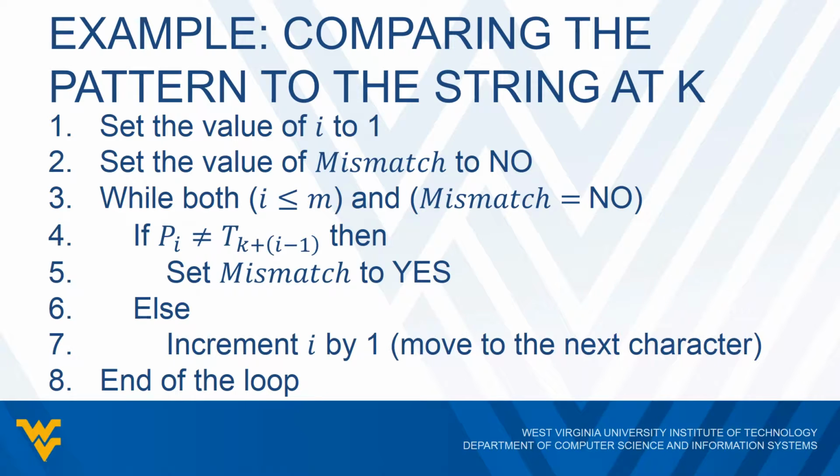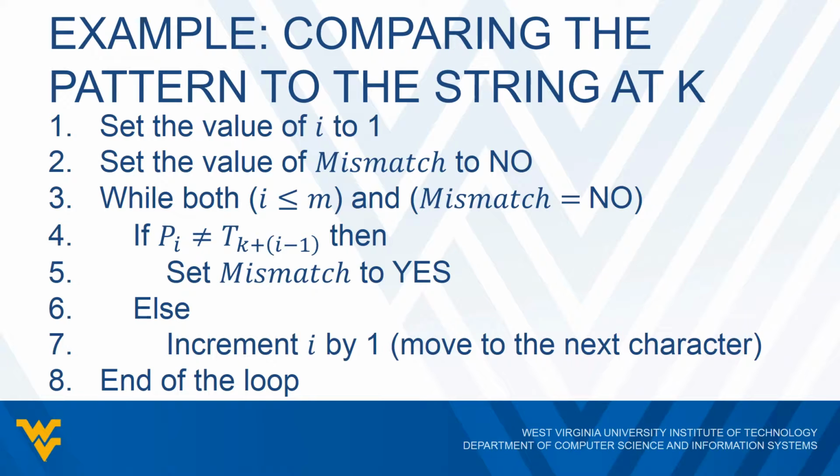For example, let's take a look at the step where we said to compare the respective characters in the text and the pattern to see if we have a match. We just said in one line that we'll do that, but okay, how do we go about doing that? So here's an algorithm that will take care of it for us. We'll first set the value of i to 1, and then we'll have another variable called mismatch, and we'll initialize it to no, saying that at this point we have not encountered a mismatch between the pattern and the portion of the text that we're starting with.